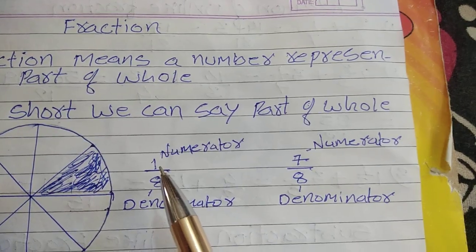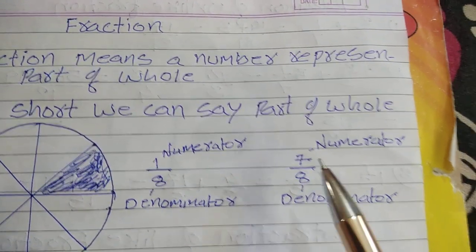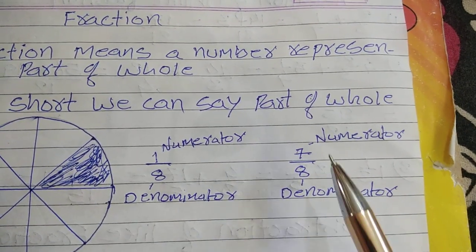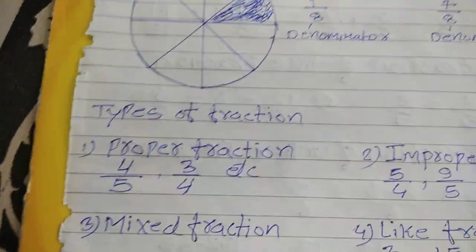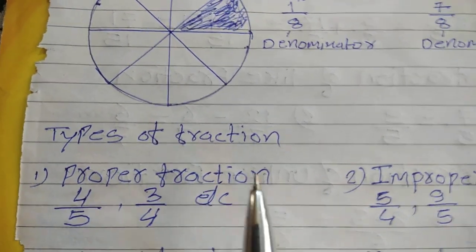So 1 is the numerator, 8 is the denominator, 7 is the numerator, 8 is the denominator. It means the upper number is the numerator and the lower number is the denominator. Now this is called the fraction. Now we will see types of fraction.